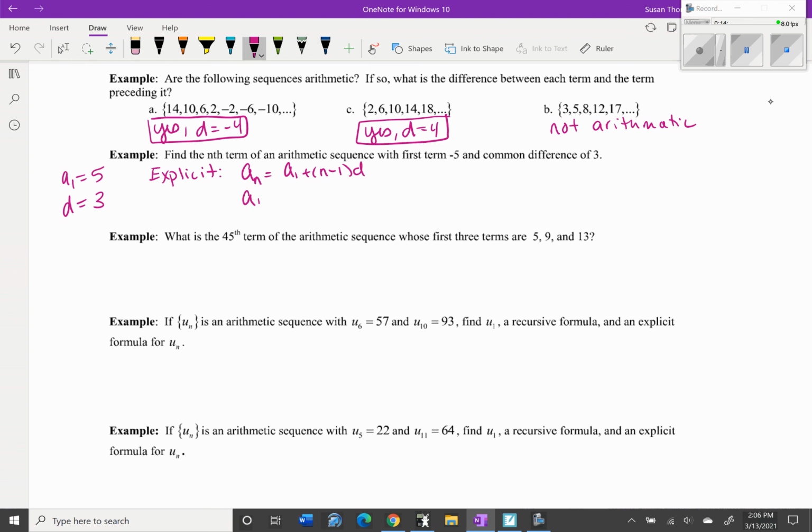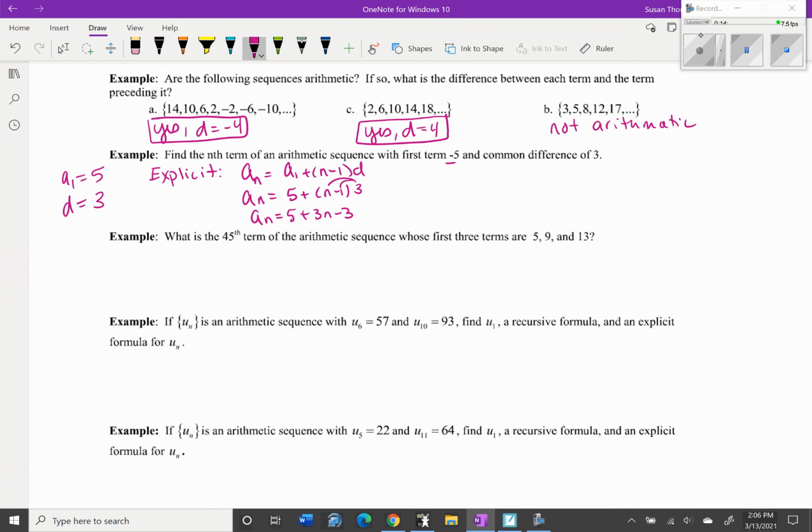So we're just plugging into that formula. So a sub n is equal to negative 5 plus n minus 1 times 3. And then I'm going to distribute that 3 here. So a sub n is equal to negative 5 plus 3n minus 3.